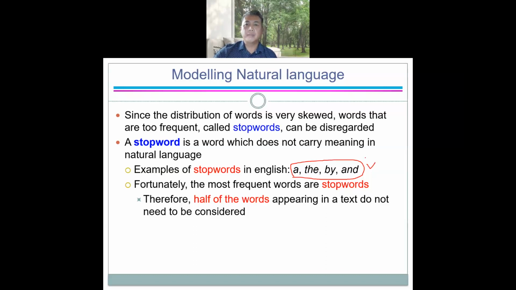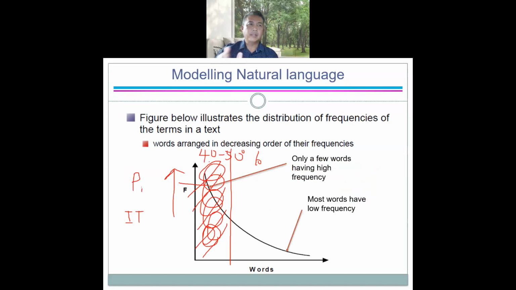Therefore, half of the words appearing in the text do not need to be considered. Look at this half. Meaning that if I go back to the previous slide, 40 to 50% of the text that you have in your document, you do not have to consider. So you reduce the time to compute them later on for similarity or for clustering and many more. In the next lecture, we will look into clustering and then classification.